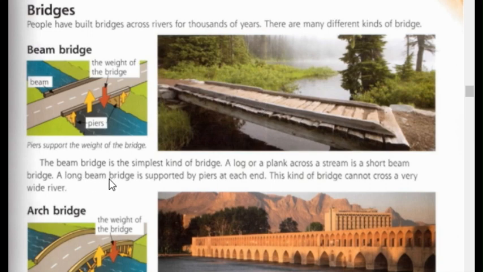A long beam bridge is supported. ممكن يكون طويل شوي مش كتير، لأنه بيقطع نهر ضيق مش كتير عريض.